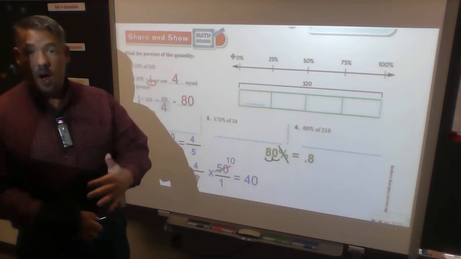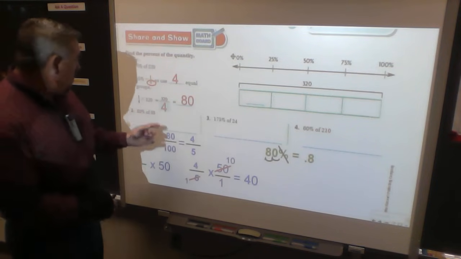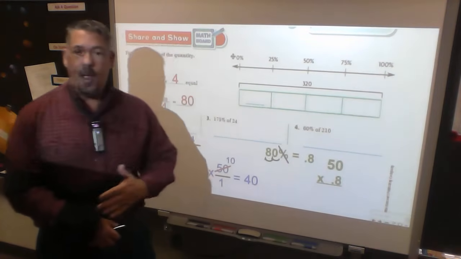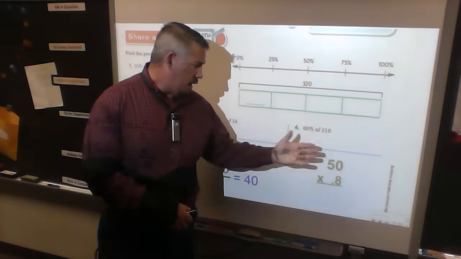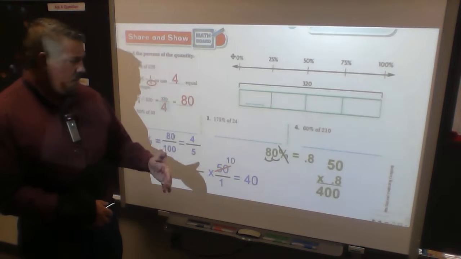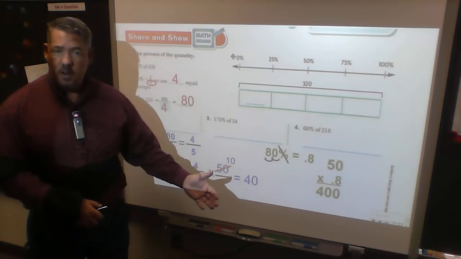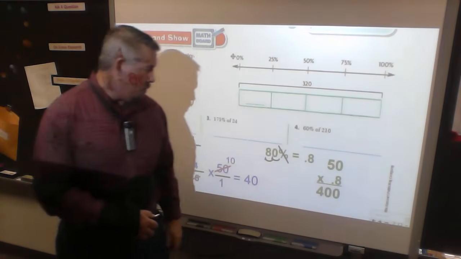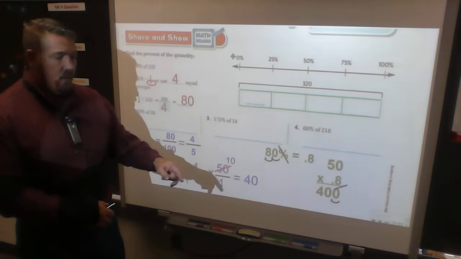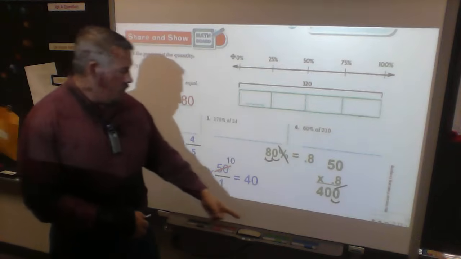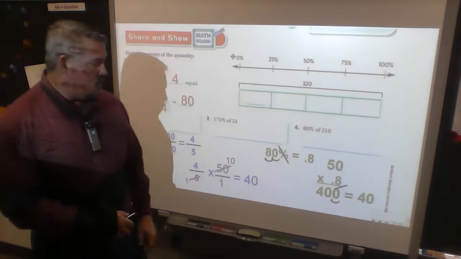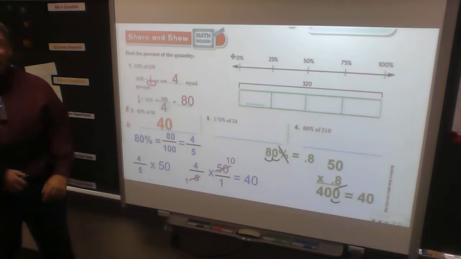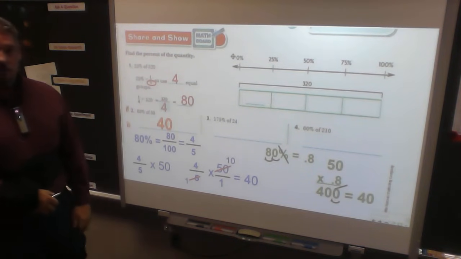Then I have of, which tells me to multiply. I'm going to take my 50, and multiply by 0.8. Well, 8 times 0 is 0, and 8 times 5 is 40, so I end up with 400. However, I have to make sure that I have 1 decimal point, and then I move it from right to left 1 time. When I move from right to left 1 time, that tells me it's equal to 40. Same thing I got there. So yes, indeed, my answer is 40 for question 2.